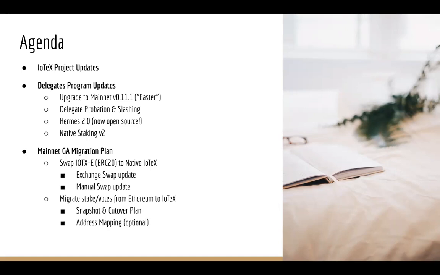An important part of today's call is also to share the Mainnet GA migration plan. As you know, for the past few months, we've been working on one aspect of it, which is swapping unstaked tokens, meaning ERC20 tokens, to native. That's been going on through exchanges and also through our manual swap tools. And the second part that's going to be important is migrating the existing stakes and votes from Ethereum over to IoTeX. So we have a plan to take a snapshot of the ETH contract and cut it over to IoTeX. And there's also some optional address mapping that we'll review as well. So that's the agenda for today.